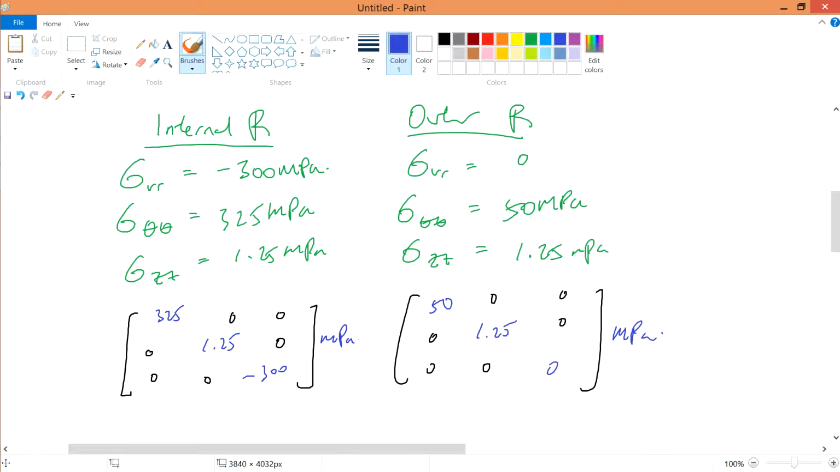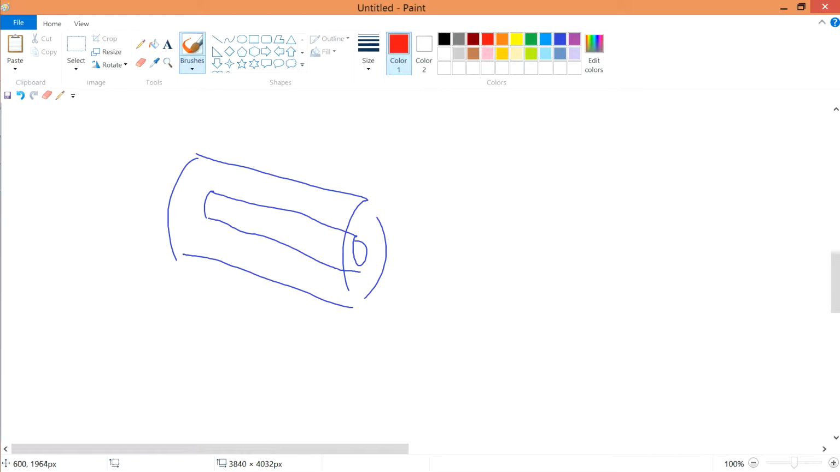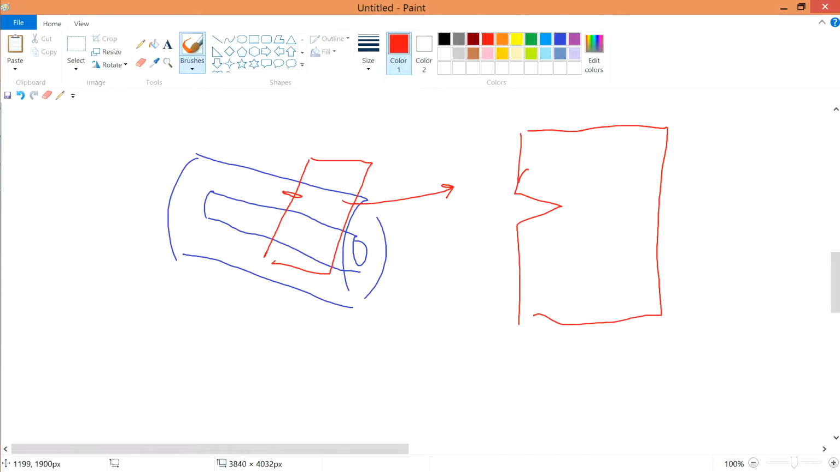Take a look at the vessel over here, and you may have a crack. Let's take this slice of the crack and put it over here. If I take this slice of the crack, I'll have something like this. Maybe it should be bigger. Something like this. This is the crack, and this is the crack length a.